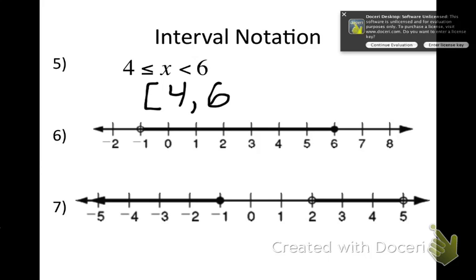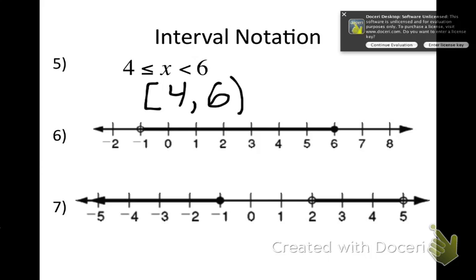And I'm going to end it with a bracket or parenthesis, Andy. I'm going to end it with a parenthesis. Boom. There's the answer, number 5. That's interval notation. It's going from 4 to 6, bracket included, parenthesis, everything up to that, excluding 6.